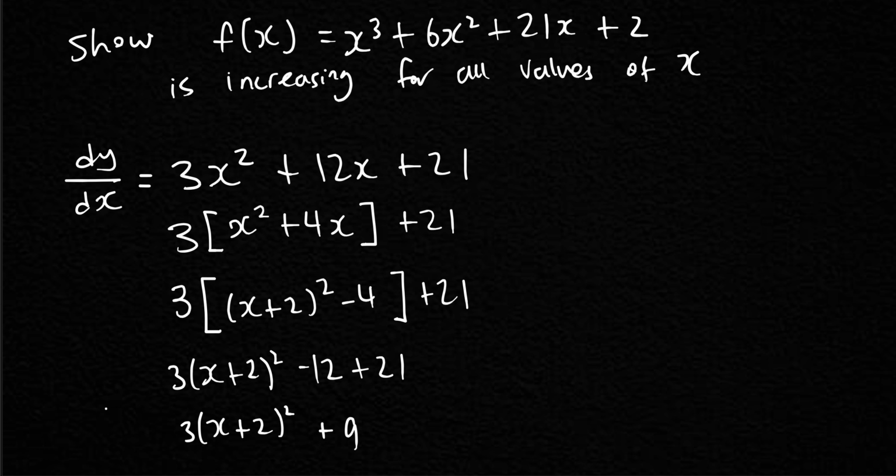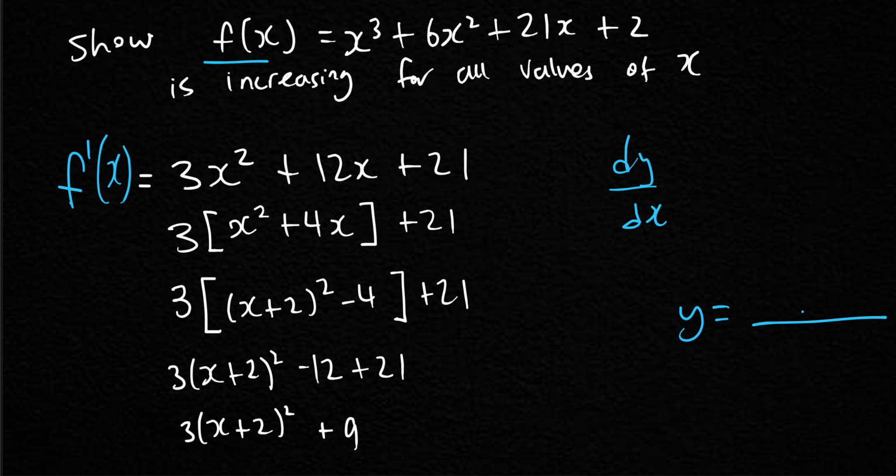plus 9, right? And by the way, instead of writing dy dx, what would be preferred is to write f dash of x. That is the same thing as dy dx. It basically means the same thing, but because we're doing functions, instead of y equals something, it would be better to write f dash of x. Don't forget the dash, by the way. That shows it's dy dx. 3 times x plus 2 squared plus 9.